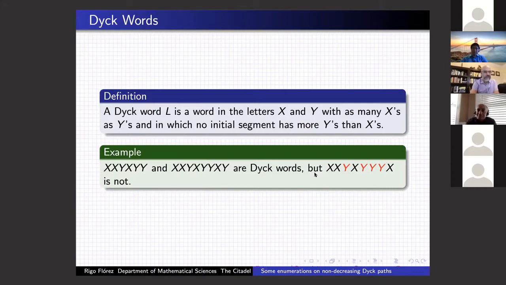What is a Dyck word? A Dyck word is a word in the X, Y alphabet, with the same number of Xs and Ys. The idea is that every initial subpath should have no more Ys than Xs. So if you see here, this satisfies the condition, and this part also. But in this part, no: here so far it is good, but in this part we have more Ys than Xs, so this is not a Dyck word.